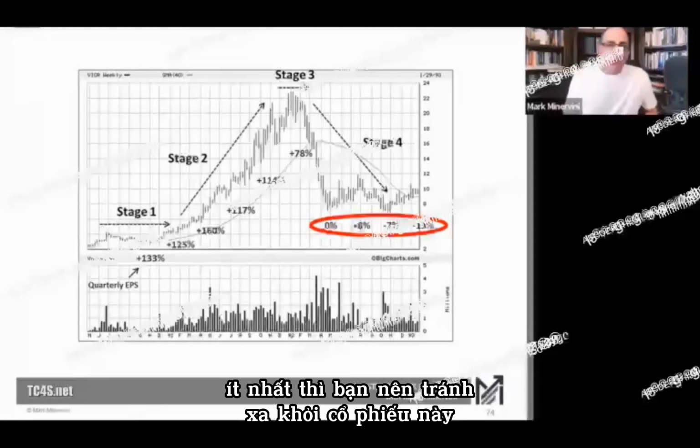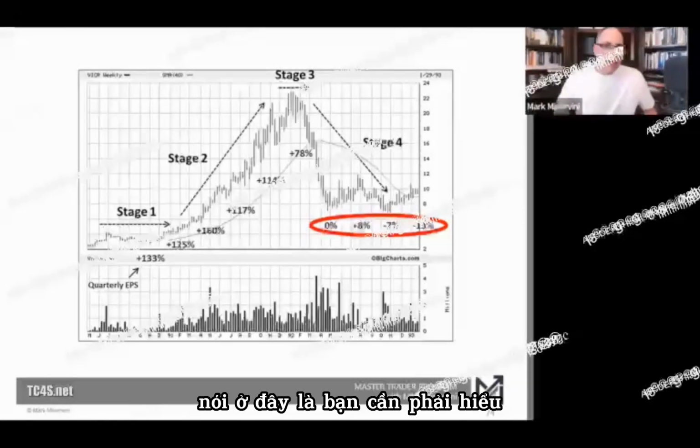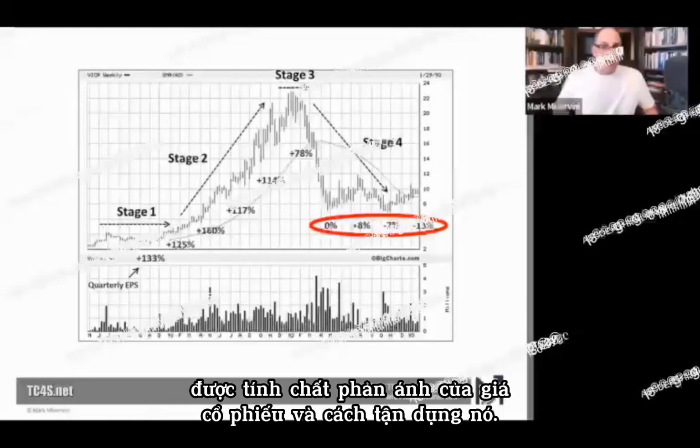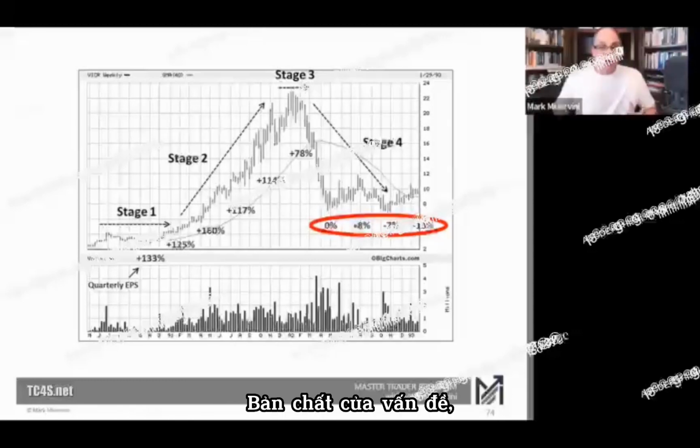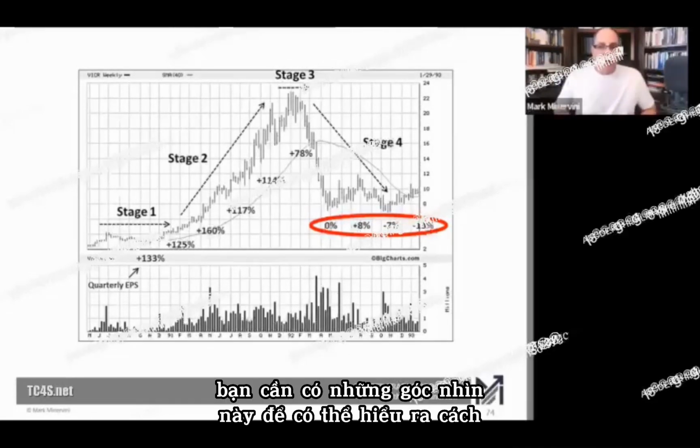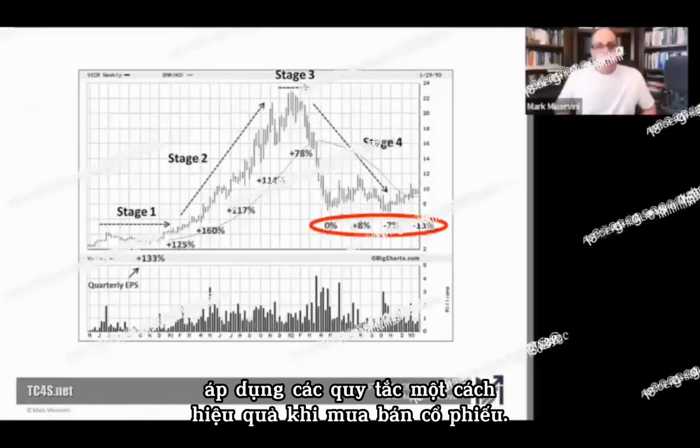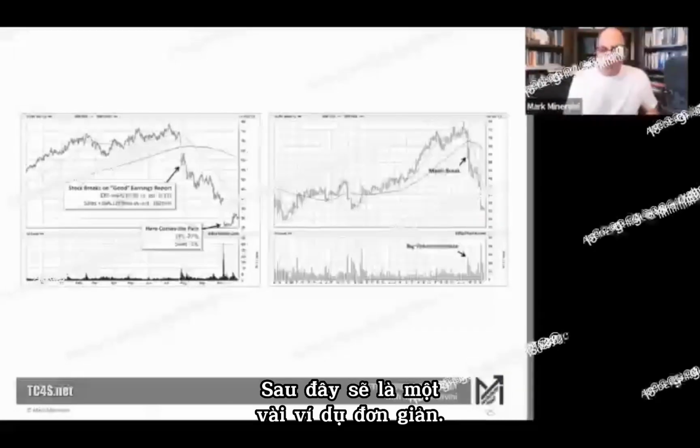So again, the point we're trying to make here is for you to understand the discounting nature of stock prices and how to take advantage of it, and the nature of the way it works. Again, you have to have all this perspective, and then you're going to understand how to trade within this framework. All right, so real quick, let me show you a few examples.